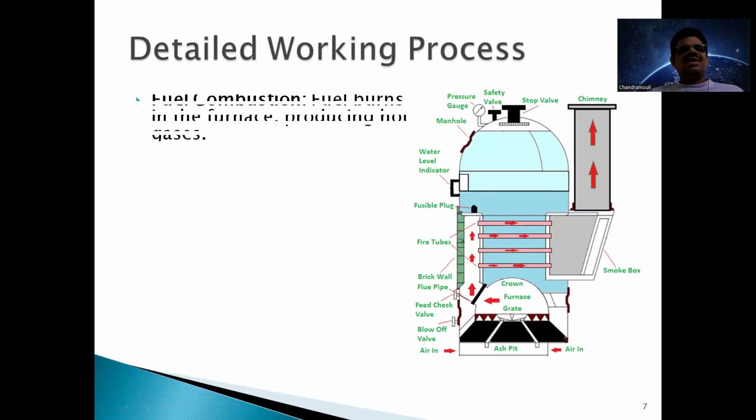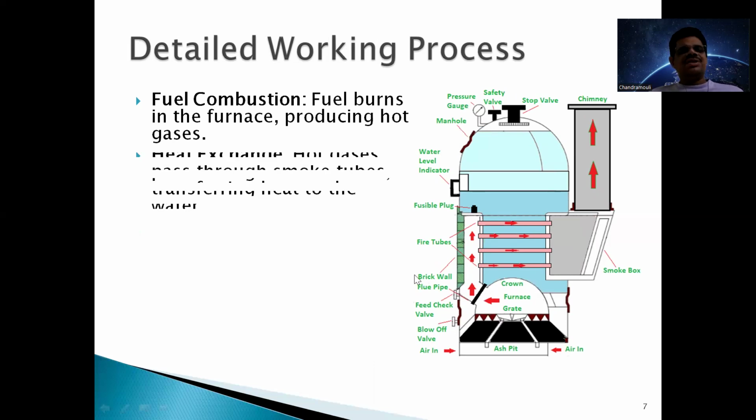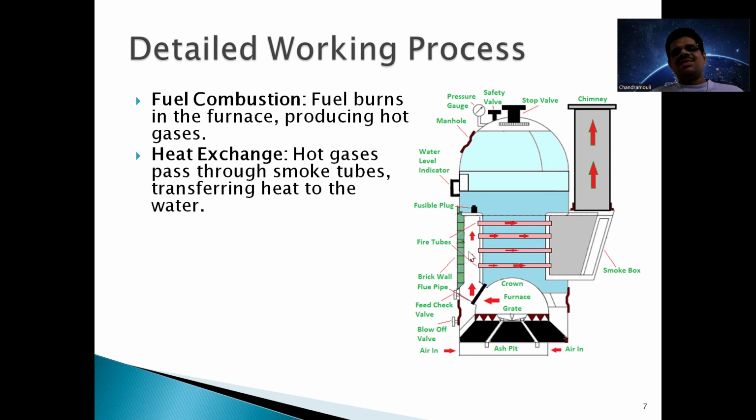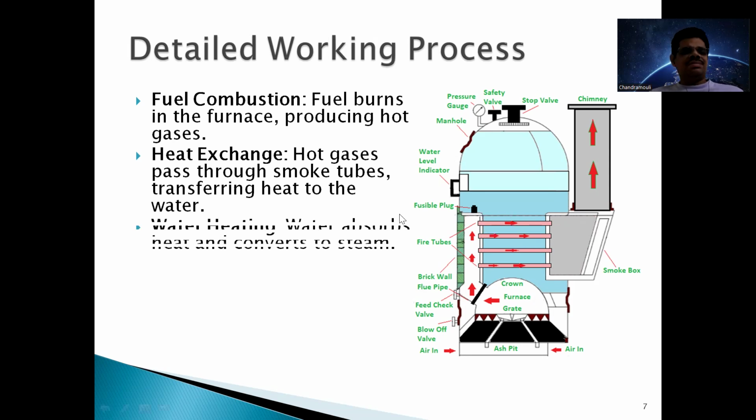Now the working. So first of all, the fuel is burnt in this combustion chamber and hot gases are produced. Then these hot gases flow through the pipes. Here in this diagram, four tubes or pipes are observed. So while flowing through these pipes, there is a transfer of heat between the flue gases inside the tubes and the surrounding water, so that the water gets heated and it is converted into steam.